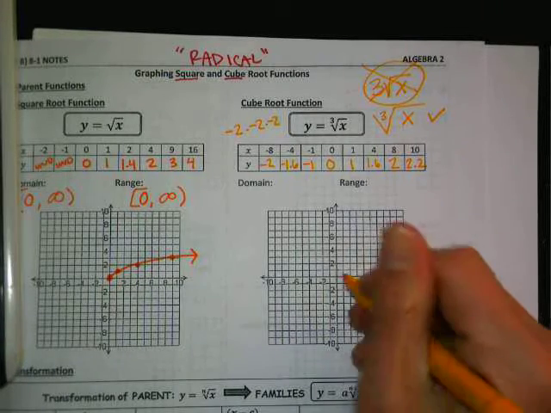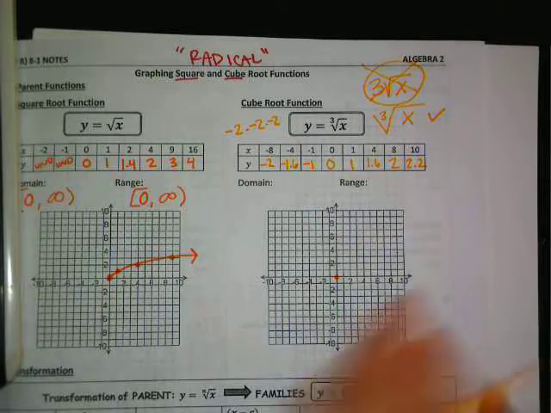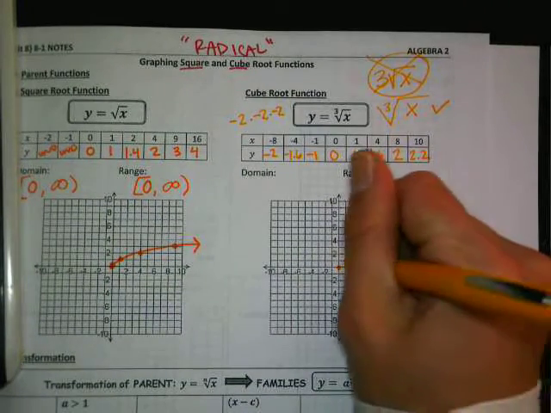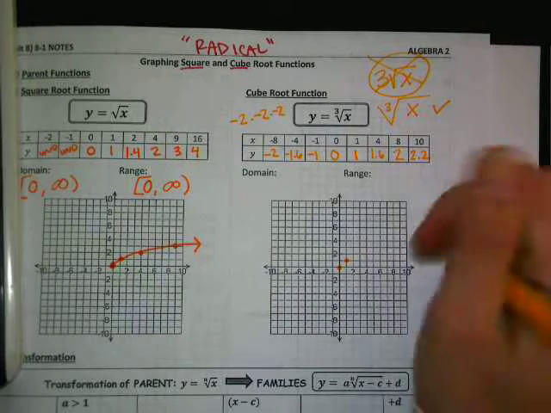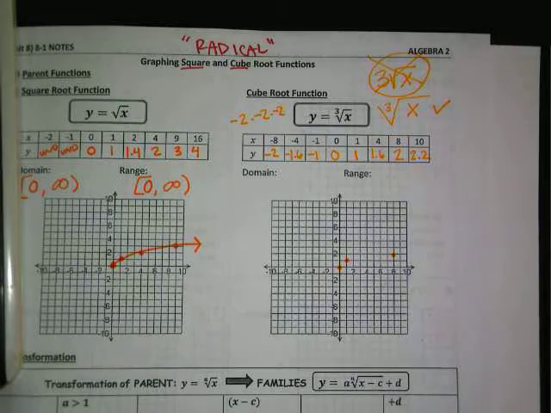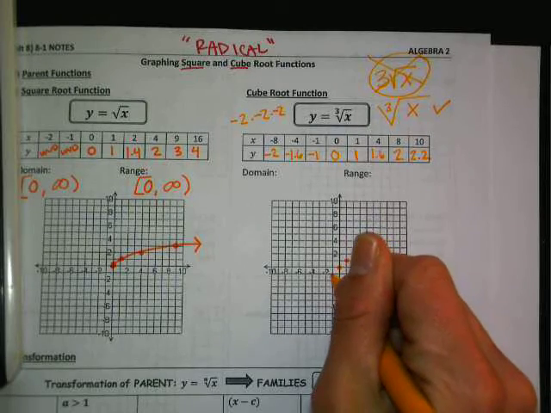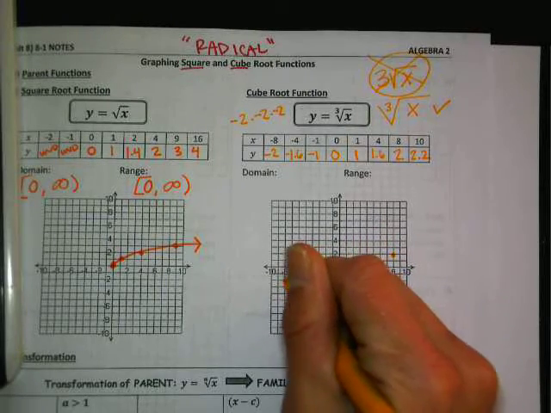All right, so I'm going to go down here. I'm going to graph it. So I'm going to start with 0, 0. I'm going to graph 1, 1. And I'm going to graph 8, 2. I'm graphing the whole ones. 0, 0, 1, 1, 8, 2. What about the negatives? I'm going to do that too. -1, -1, and -8, -2.